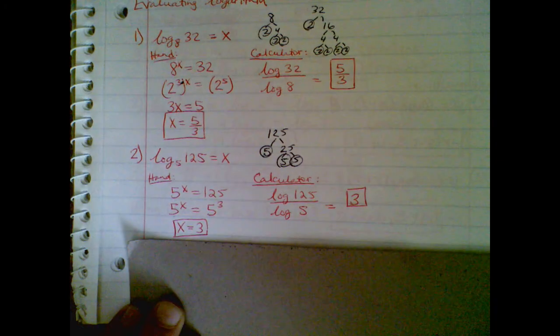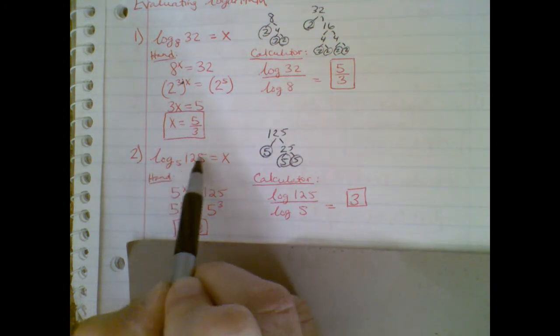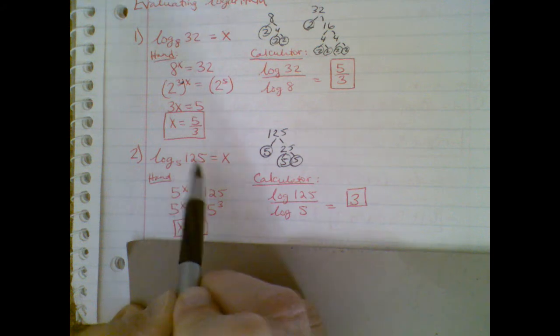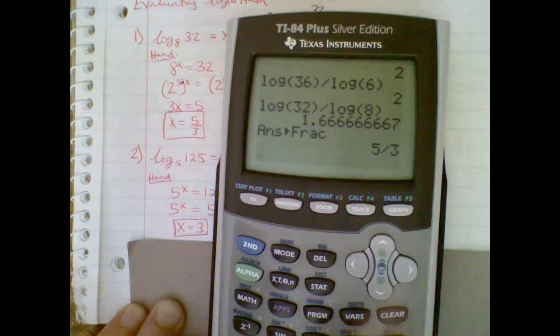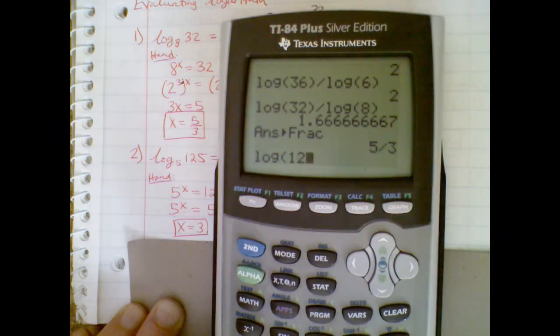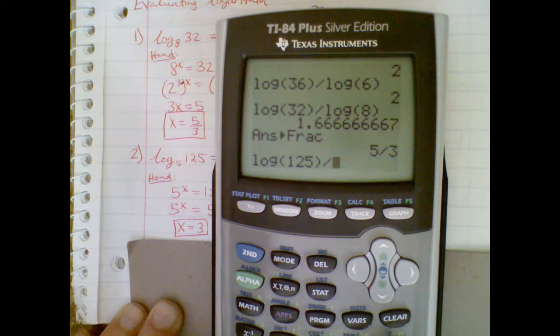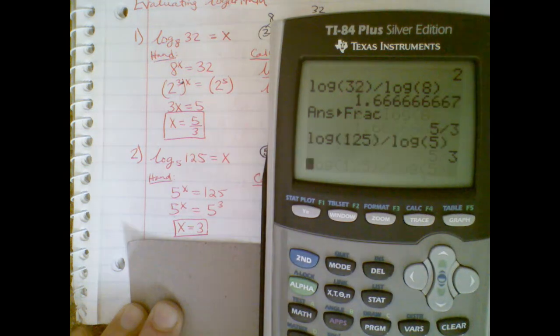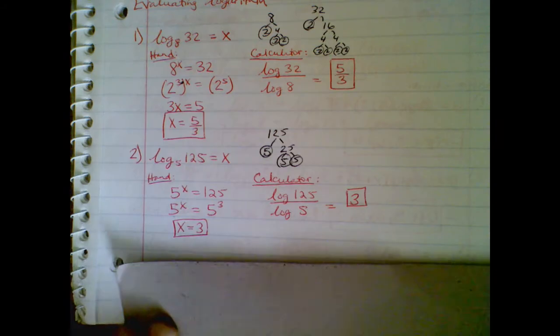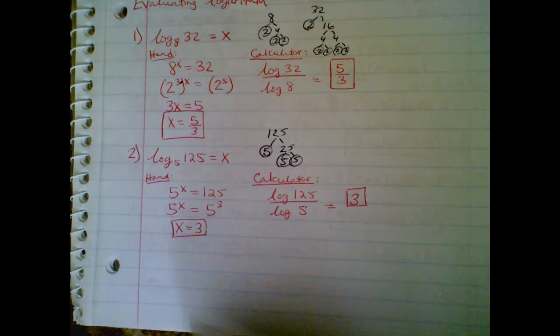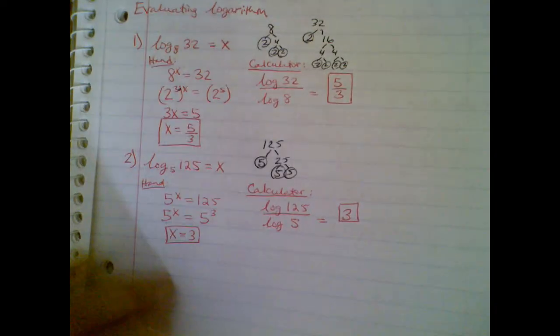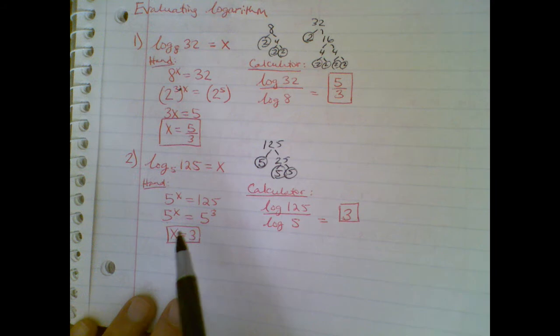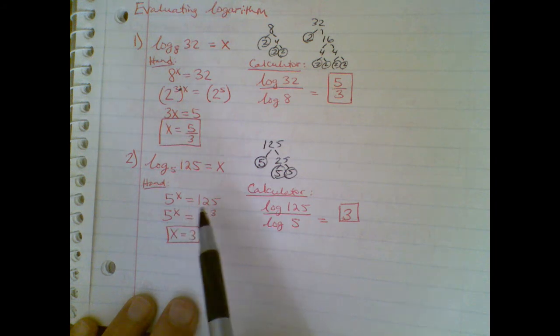Then if we're going to do this on our calculator, we're going to type in log of 125 divided by log of 5. So let's check our work. Log of 125 divided by log of 5, and we get 3. It doesn't matter to me which method you use to solve it, whichever method works. This first method, be cautious though, it does not work if you cannot get your bases the same.